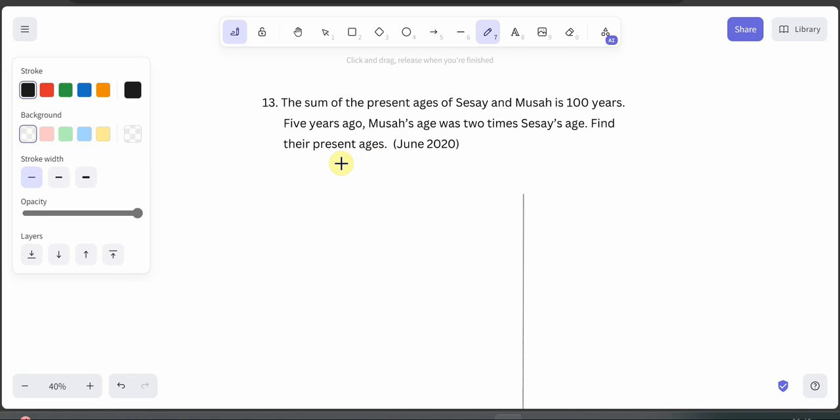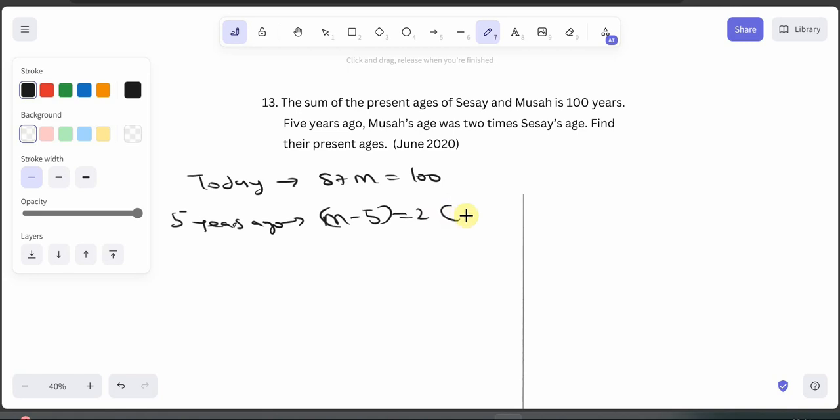So presently, let's say today, S plus M is 100 years. 5 years ago, Musa's age, that would be M minus 5, was 2 times Sese's age, that would be S minus 5. And it says that we should find the present ages. So we want to find what S is and what M is. So let's open this bracket first and say M minus 5 is equal to 2S minus 10.